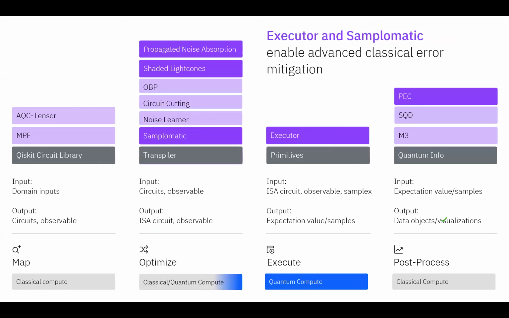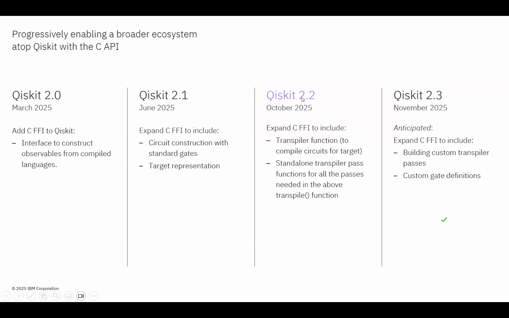So what will happen in the next releases? This is 2.2, October 2025. You can see here expanding the C FFI, transpiler functions, standalone transpiler passes, and so on. And the November 2025 release we are expecting quite soon.